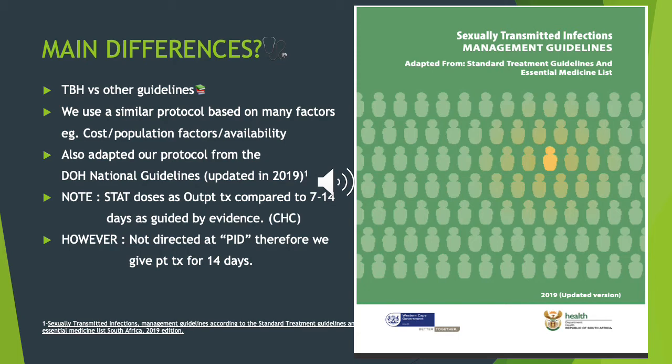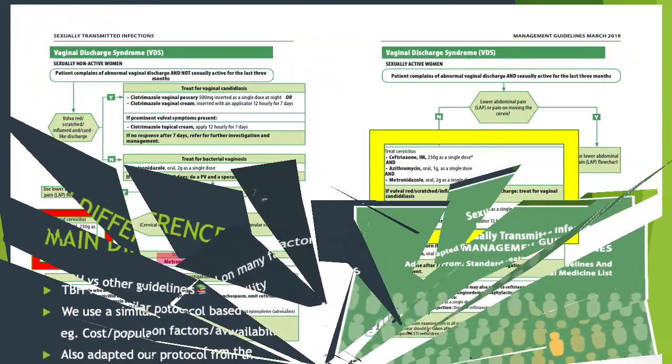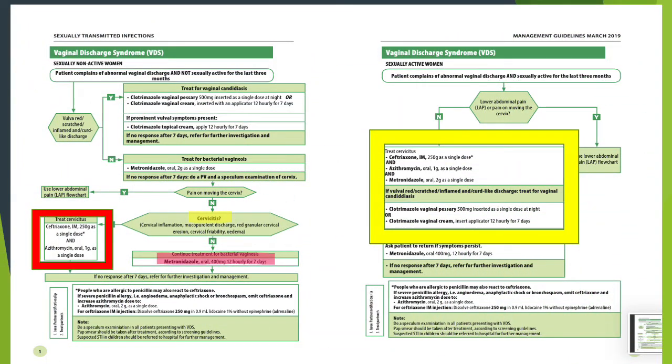These guidelines are directed to treat the symptoms and not to treat the diagnosis of pelvic inflammatory disease. Henceforth, we will see mostly stacked doses compared to the hospital treatment of 14 days duration. If you look at the flow charts available for the community health centers, they are quite easy to follow and self-explanatory.